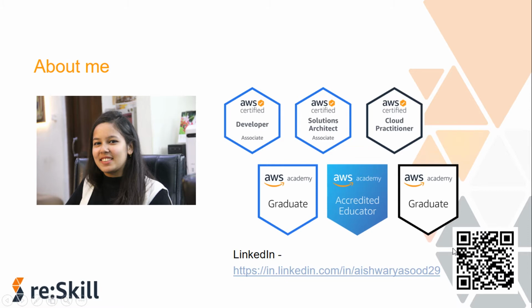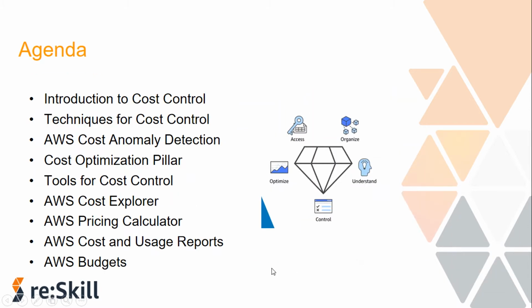So let's begin today's video and see what we are going to learn today. First, we will see a little bit about cost control, and then we will proceed towards the different techniques for cost control, including cost anomaly detection and the cost optimization pillar of the Well-Architected Framework. Then we will learn a few tools that are used for cost control on AWS, including AWS Cost Explorer, Pricing Calculator, Cost and Usage Reports, and AWS Budgets.